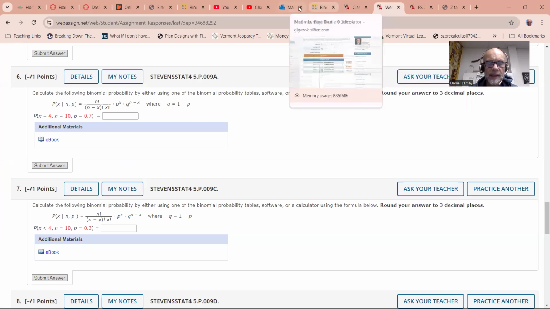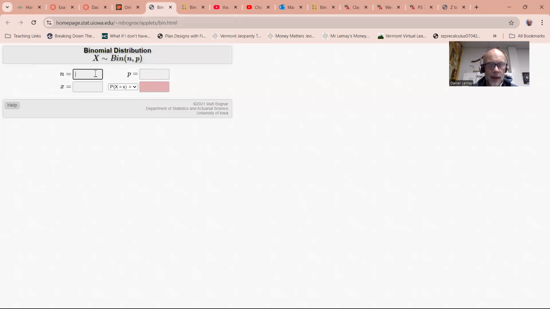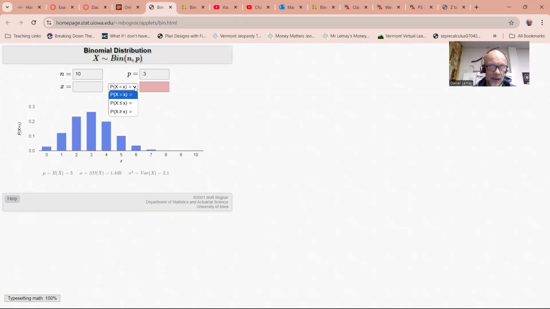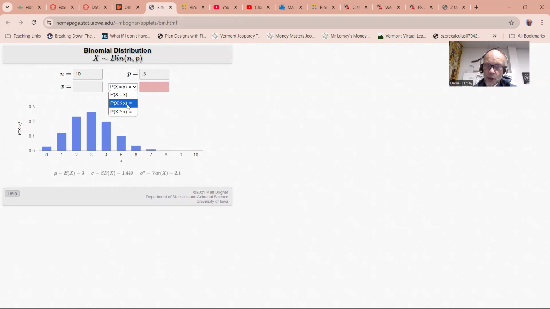Here we go. N is 10, probability is 0.3, and I want, does this do less than? No, this is just inclusive. So if I type in 4 here and have it calculate, I want to go less than 4. See how that probability includes the 4 bar, the 3 bar, the 2 bar, 1 bar, 0, and that's that probability. Well, that's the wrong probability because that includes 4. The problem was less than 4.